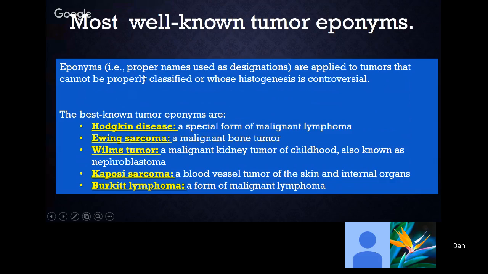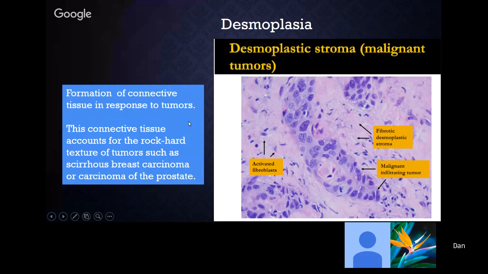So these are the eponyms, meaning the names that are renowned, and these are the names for them. This is just for your own information. It's not that important. But just know that they are eponyms because you have names: Hodgkin's, Ewing's, Wilms, Kaposi, Burkitt's, etc.